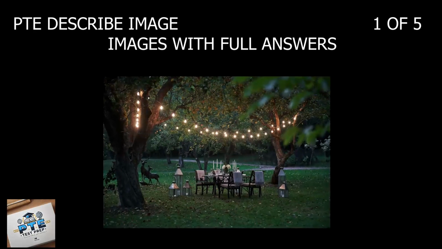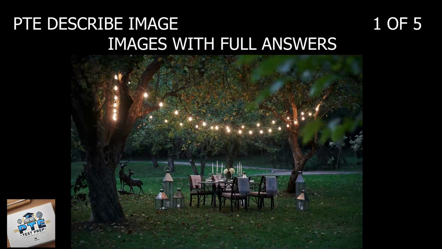Let's start. This image shows a beautiful outdoor dining setup in a garden. A table is placed under large trees surrounded by greenery. The table is decorated with candles, flowers, and elegant items. There are string lights hanging above, creating a warm atmosphere. The environment looks calm, peaceful, and relaxing.